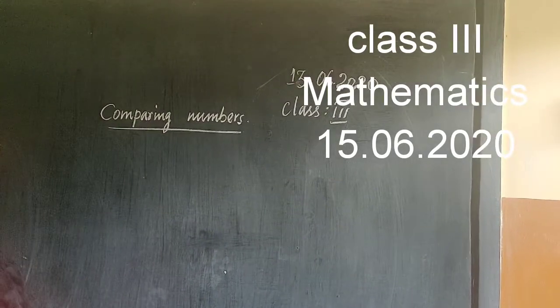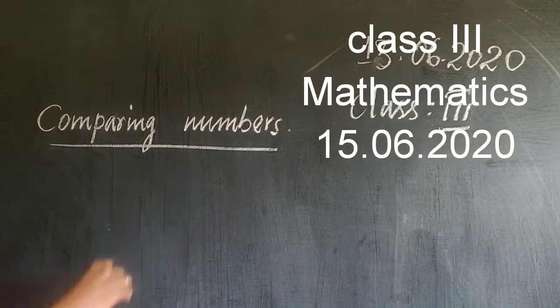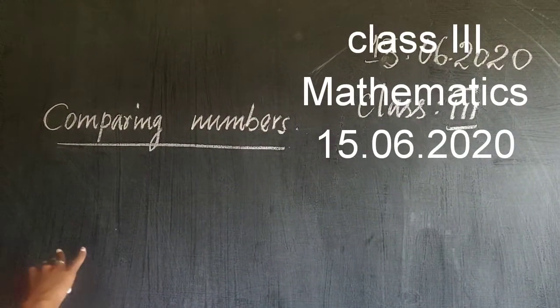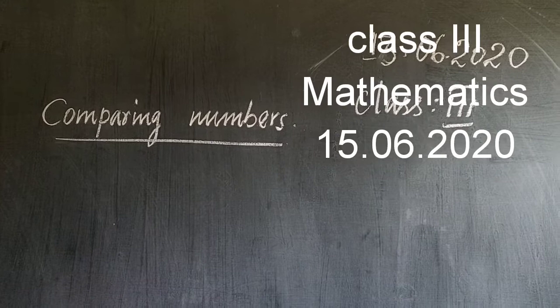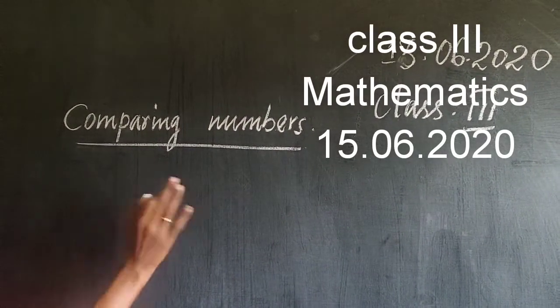Today in the class we are going to learn to compare the numbers. We compare the numbers to find the bigger and the smaller number and to arrange the numbers in ascending and descending order. Okay, first to compare the numbers we have to count the number of digits.